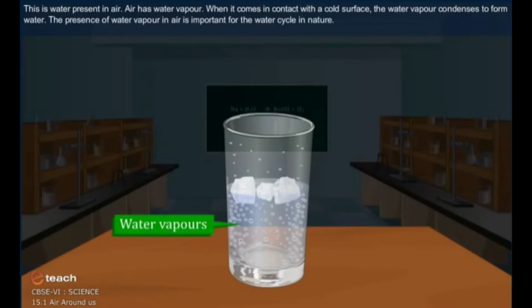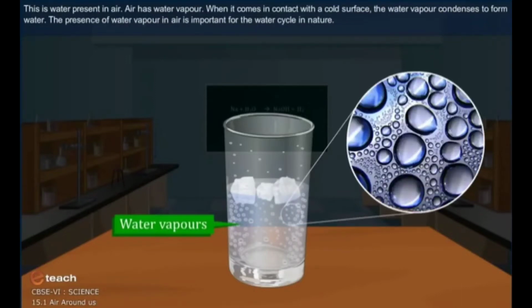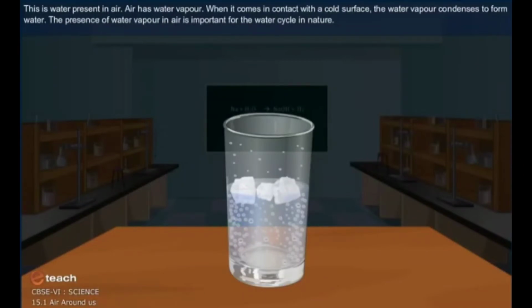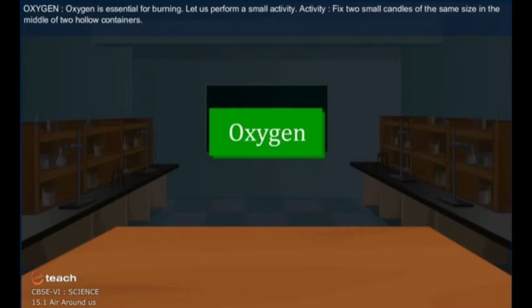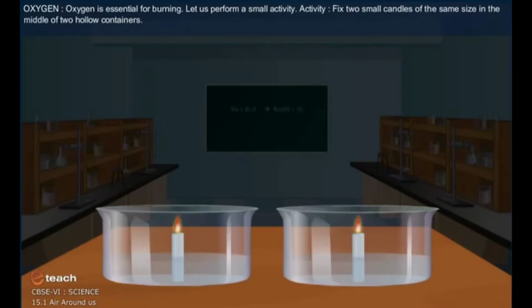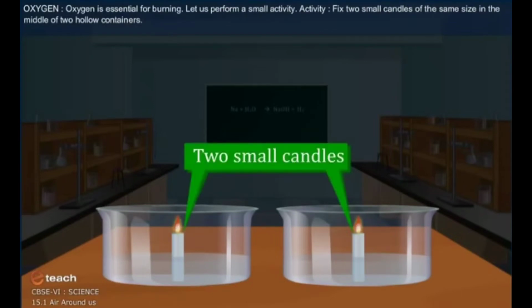Air has water vapor. When it comes in contact with a cold surface, the water vapor condenses to form water. The presence of water vapor in air is important for the water cycle in nature. Oxygen. Oxygen is essential for burning. Let us perform a small activity.